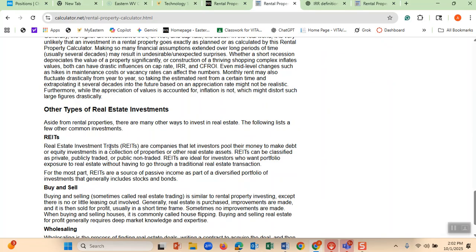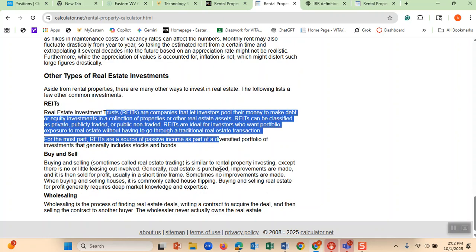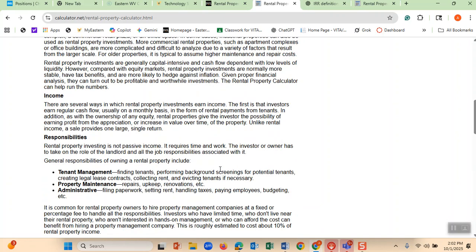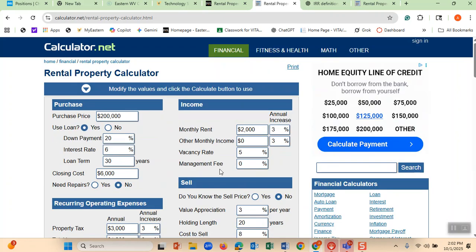And these are some investment tools. But anyhow, we want you to be familiar with these videos, and these are great. This calculator is great for you all to see how it works.